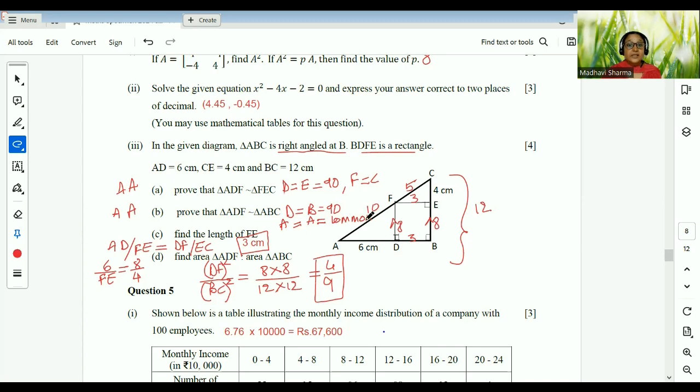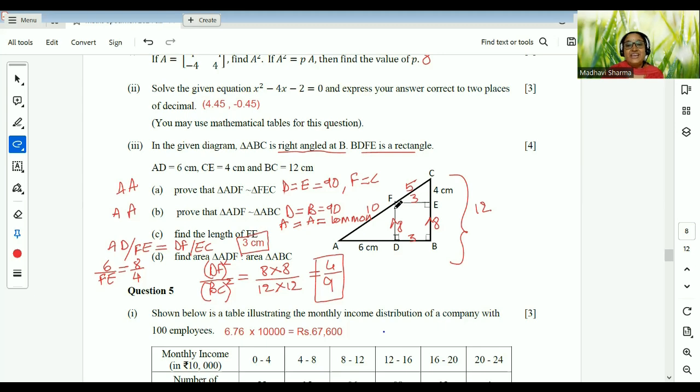Yes. So I've written here, so we have to prove that ADF is similar to FEC. Angle D is equal to angle E, which is 90. That's the first reason. And angle F is equal to angle C. Hence, AA test, they are similar. Same way, ADF is similar to ABC. Angle B is equal to angle D, which is 90. Angle A is equal to angle A, which is common. Hence, again, the AA test, these two are similar.